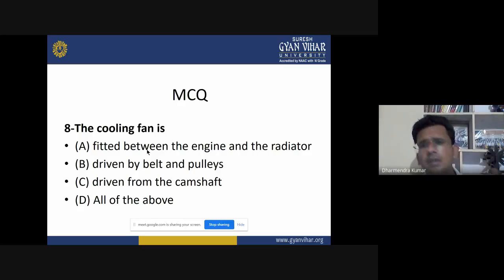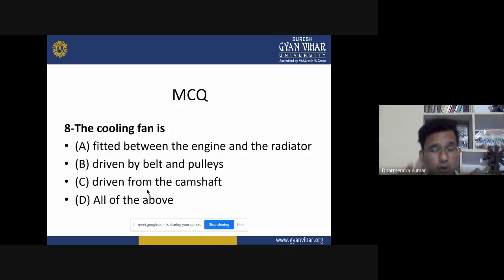all of the above. It is not only about fitting also, two statements are given here: driven by belt and pulleys and driven from the camshaft. Normally, for the answer of this question, we are going with all of the above, because the cooling fan is fitted between the engine and the radiator.